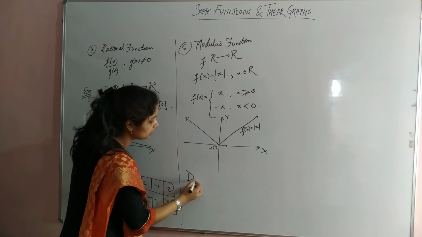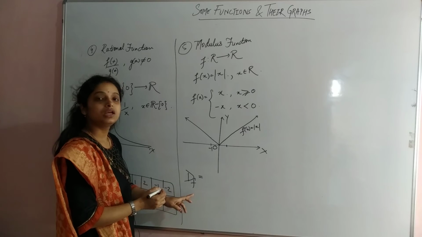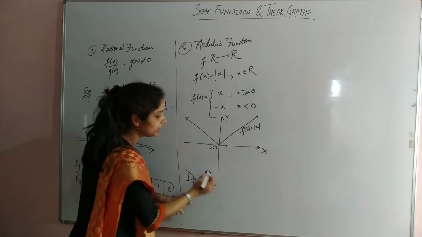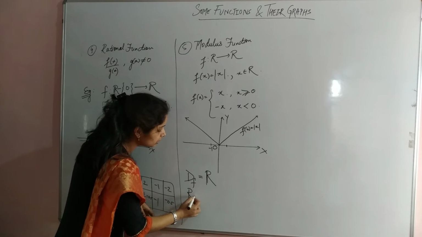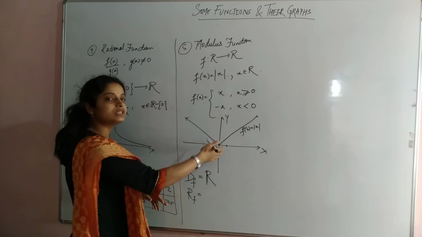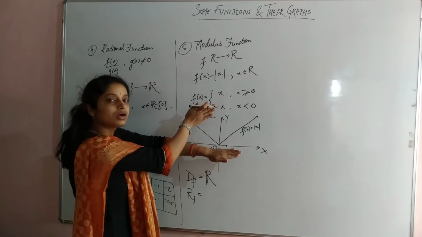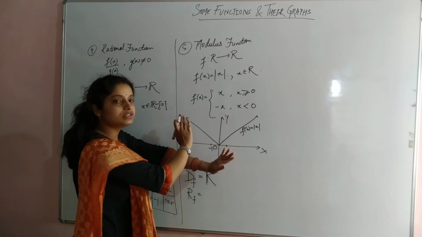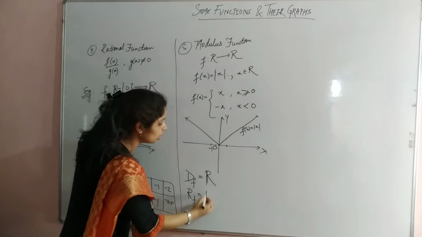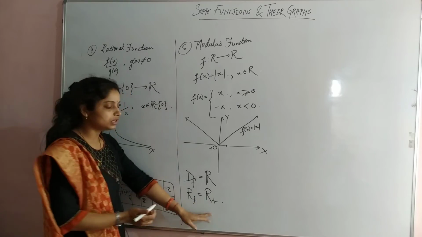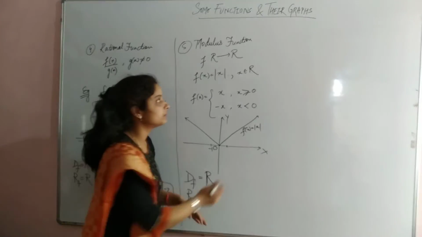Now let us see what the domain of this function is. The domain of this function is the set of all real numbers, and the range of the function is the set of only positive real numbers, because the whole graph lies above the x-axis, that means in the first and second quadrants. So it is always R positive, the set of all positive real numbers.